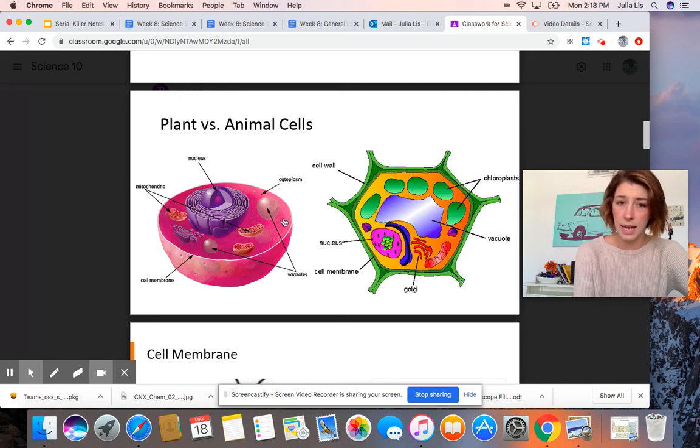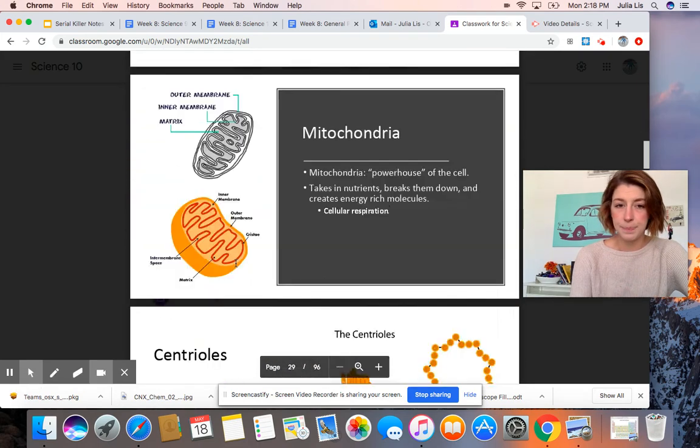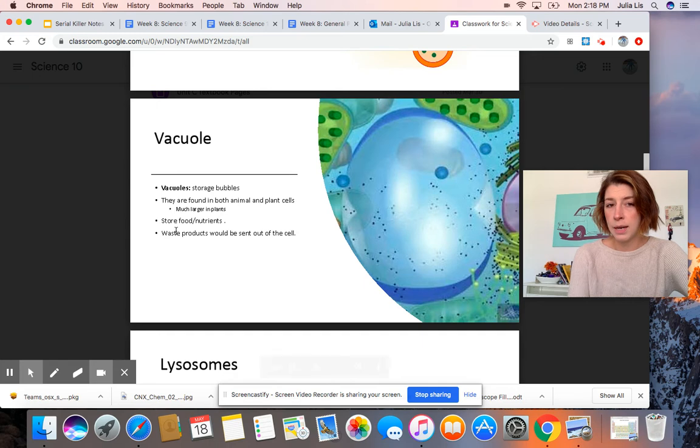Whereas in animal cells, we do still have vacuoles, but they are very small and there's a few of them. They're evenly distributed throughout the cell, and they're small little sacs that have fluid and water within them. They store food and nutrients, and they also have some waste products in there.